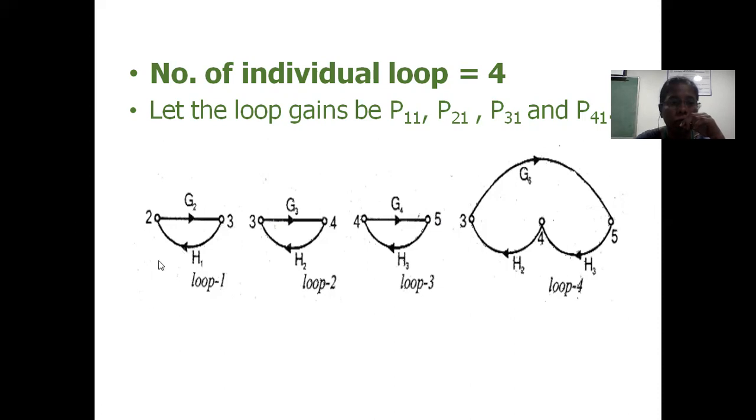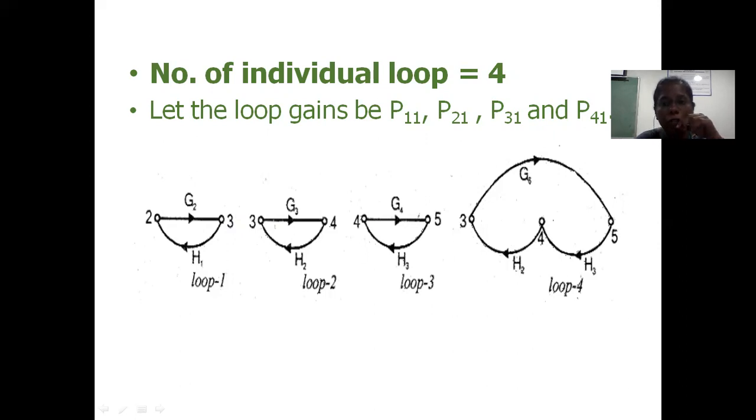So if I check loop 1 with loop 2, we can see that it has a common node, 3. So therefore, they will be touching. Similarly, if you check loop 1 and loop 3, here we don't have any common node. So we can say they are not touching. So loop 1 and loop 3 are not touching, and we got one combination of two non-touching loops. Again, if you check with the fourth loop, there's a common node 3 available, so they will be touching each other.